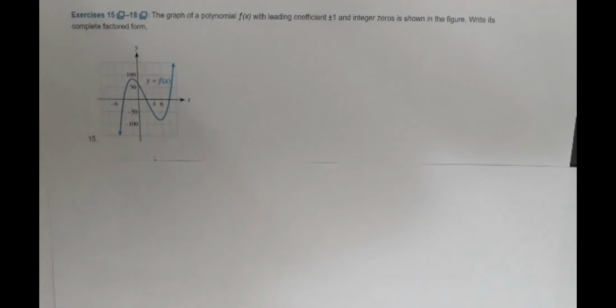So the graph of the polynomial f of x with leading coefficient plus or minus 1, so they're being really nice and not making us solve things there. And introduce zeros is shown in the figure right in complete factored form. Ooh, gonna have to squint on that one. What is that, going by 2s? Yep. Yeah.